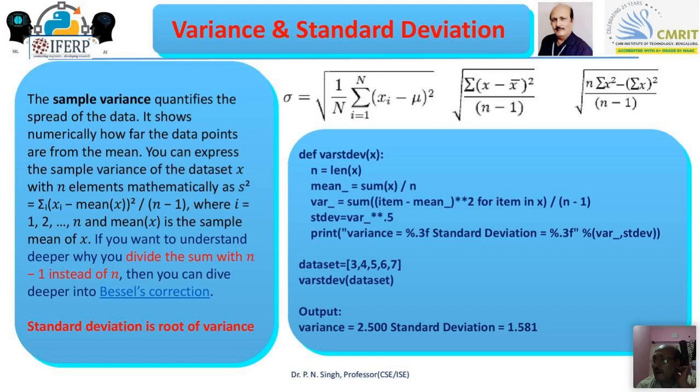Why do we use this standard deviation in management also? Suppose three students are in a group. They have the same average: one student has got 2 marks out of 100, another has got 98, and the third one has got 50. So 2, 50 and 98, their average is 50, because 2 plus 98 plus 50 is 150, divided by 3 is 50.